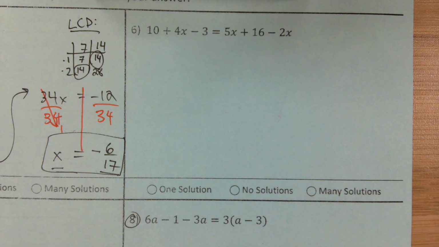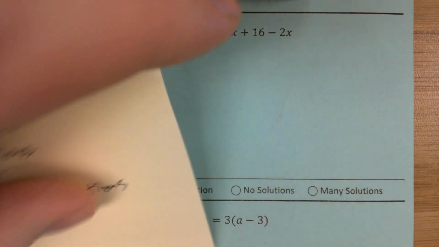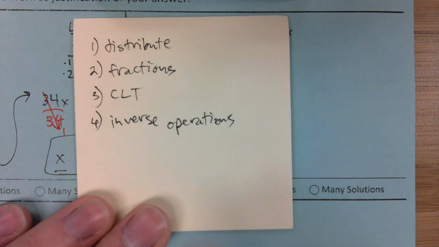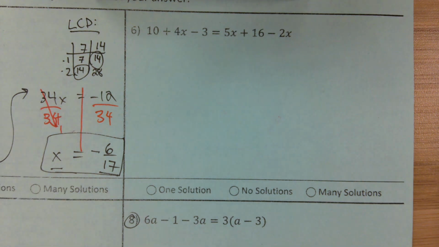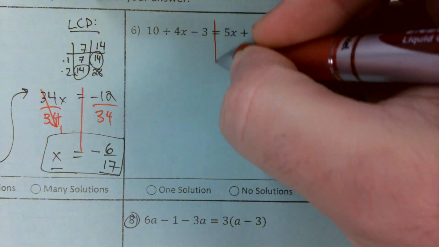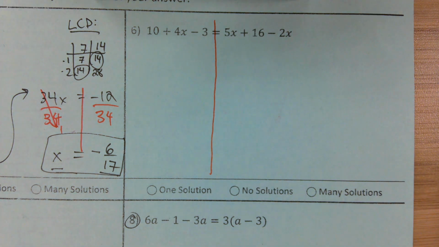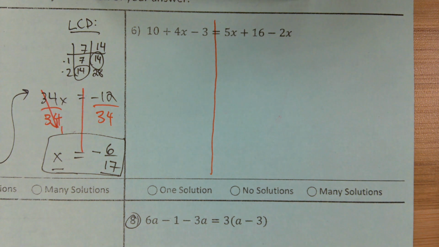Taking a look over at 6. Is there anything to distribute here? No, there's not. Is there any fractions to bust here? No, there's not. Is there any like terms that we can combine on the same side? Well, we got to figure out what the 2 sides are first. There we go. That's nice. Now let's take a look at the left. We've got 10 plus 4x minus 3.